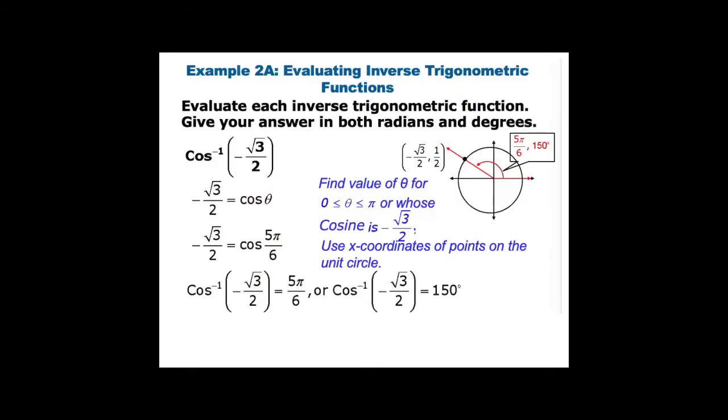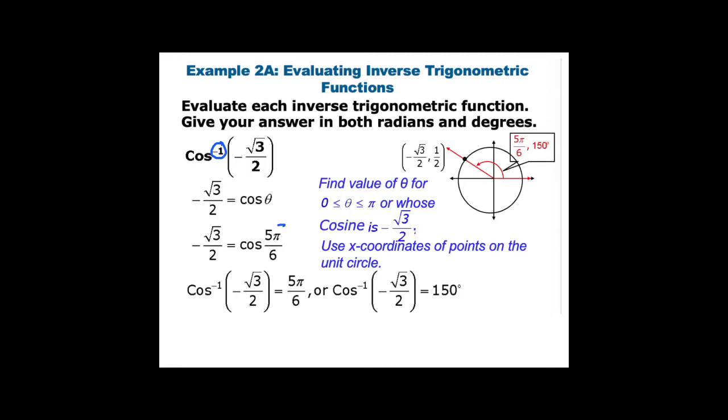Example 2, evaluate each inverse trigonometric function. Give your answer in both radians and degrees. So inverse cosine of negative square root of 3 over 2. First you would write the negative square root of 3 over 2 equals cosine of theta, because that would get rid of your negative 1, and so then you're no longer looking for your inverse. And then you would solve it out.